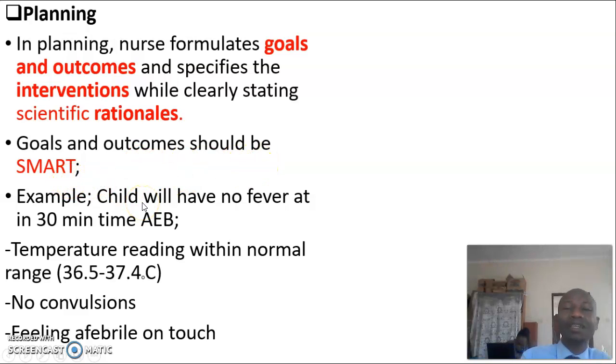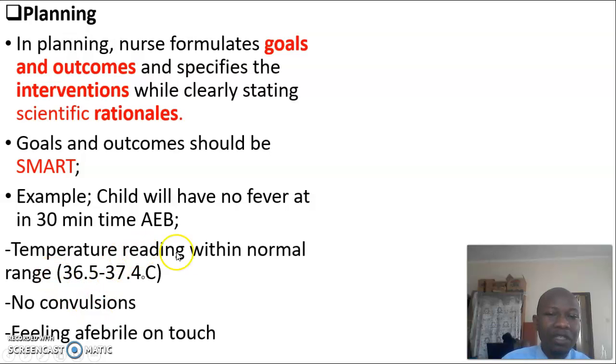Let us now use the example of the patient with the nursing diagnosis known as hyperthermia. This child comes to you as the nurse, with fever. Your goal will be the child will have no fever in 30 minutes, as evidenced by... you see, your goal is for the child to have no fever in 30 minutes. And what will be the evidence that you have achieved your goal?